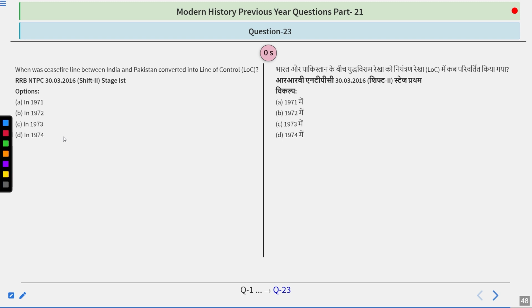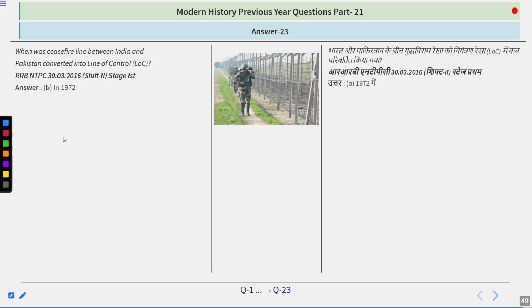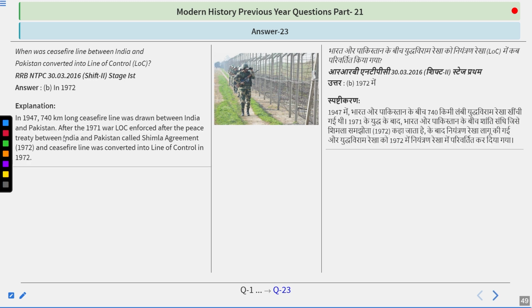And I think your thinking is right, because the answer is 1972. So in 1947, the 740-kilometer long ceasefire line was drawn between India and Pakistan. After the 1971 war, the LOC was enforced after the peace treaty between India and Pakistan called the Shimla Agreement in 1972, and the ceasefire line was converted into the line of control in 1972. So do remember that the ceasefire line got the name line of control in the year 1972. Earlier it was known as the ceasefire line, and it was demarcated during the 1947-48 war.